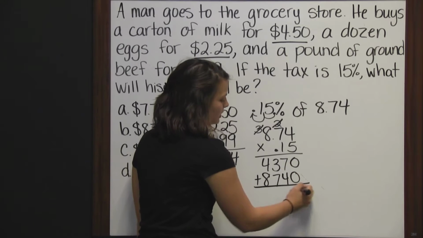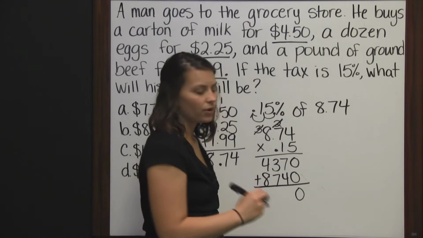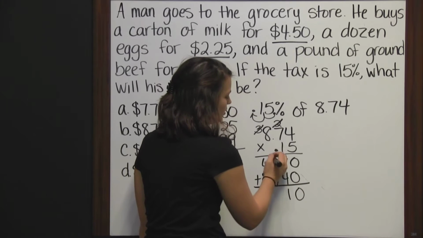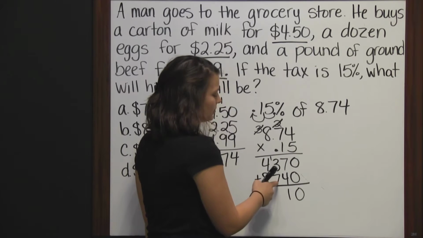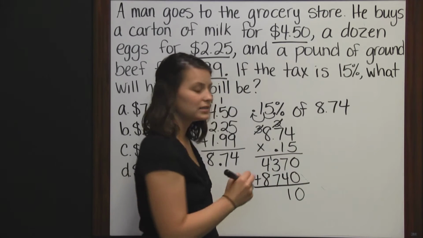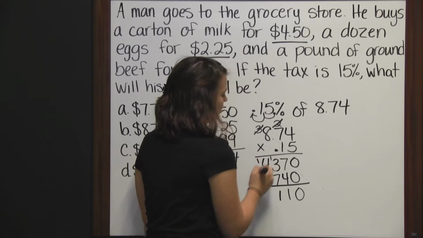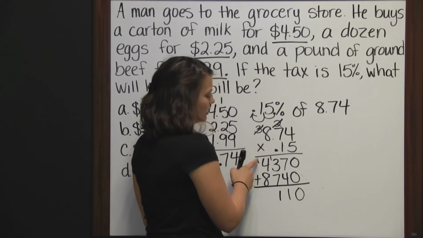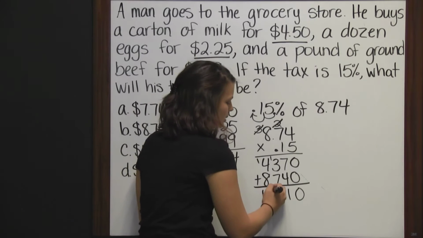0 plus 0 is 0. 7 plus 4 is 11. So write the 1, carry the 1. 3 plus 7 is 10, plus another 1 is 11. Write the 1, carry the 1. Then we have 8, 9, plus 4, 13.